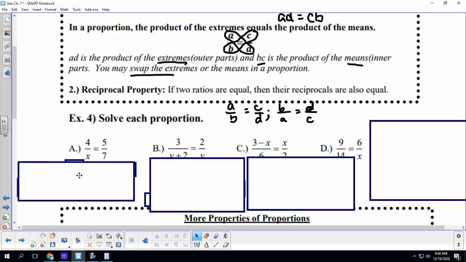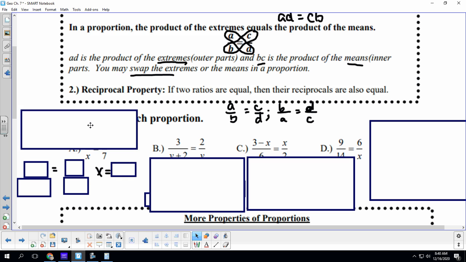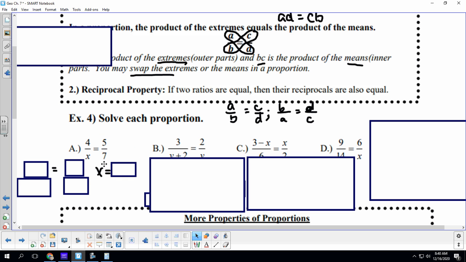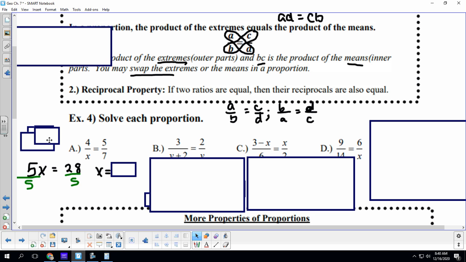Okay, so you're going to see it like 4 over x equals 5 over 7. So we're going to go 5 times x equals 4 times 7. And then solve for x. Divide by 5. And then 28 divided by 5 is 5.6. So you take the cross product and then you solve for x.